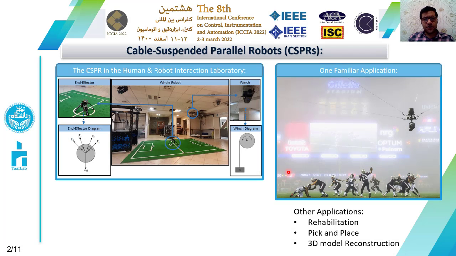At first, I'm going to talk about cable suspended parallel robots or CSPRs. This is actually the cable suspended parallel robot in the Human and Robot Interaction Laboratory. And as you can see, it has four motors and an end effector, and the end effector is connected to the motors using flexible cables, and the rotation of motors moves the end effector in the workspace of the robot.